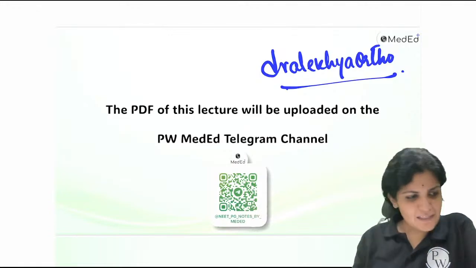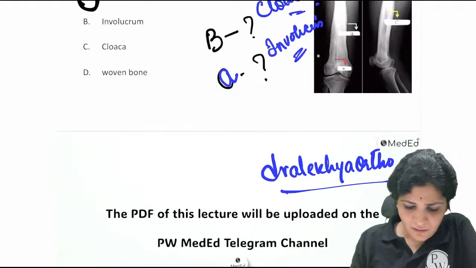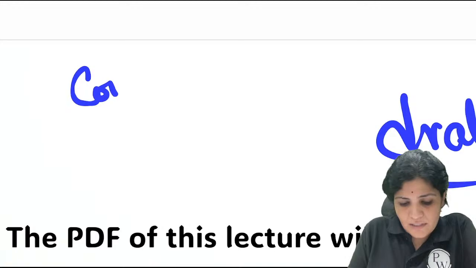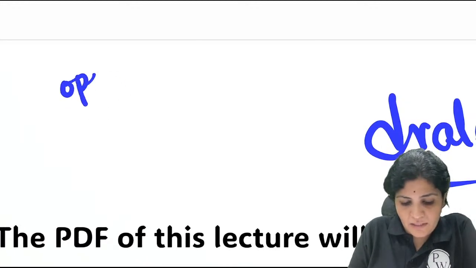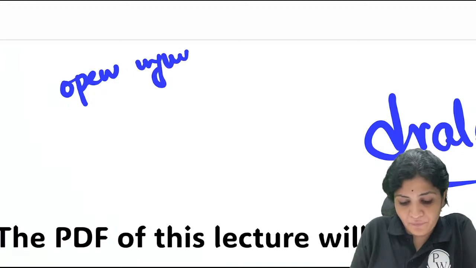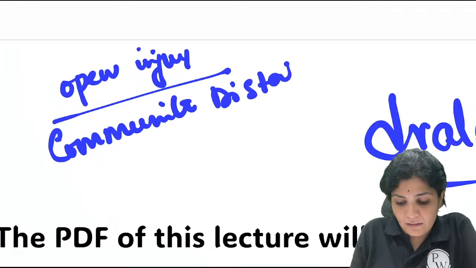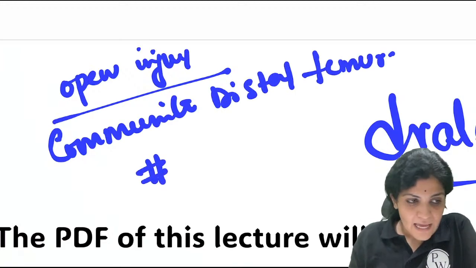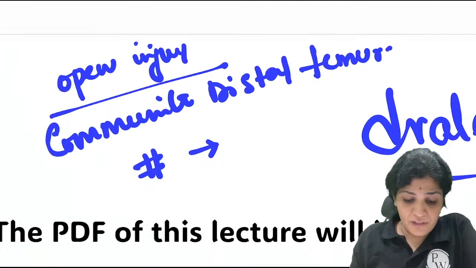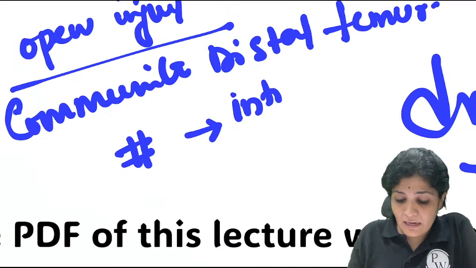Okay, can you explain the X-ray? What was that comminuted thing? That was again an open injury, right? So it is an open injury with a comminuted distal femur fracture, right? And this distal femur is severely comminuted. That means it was a very violent injury and it was intra-articular.